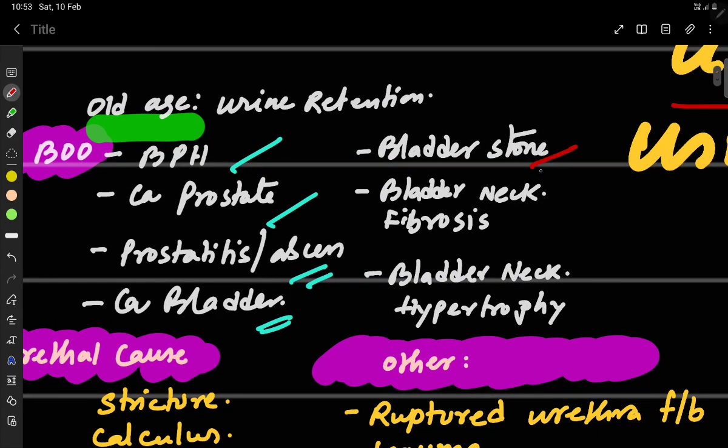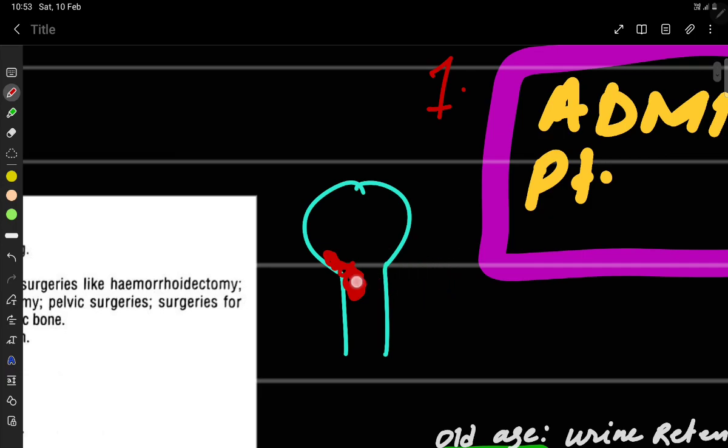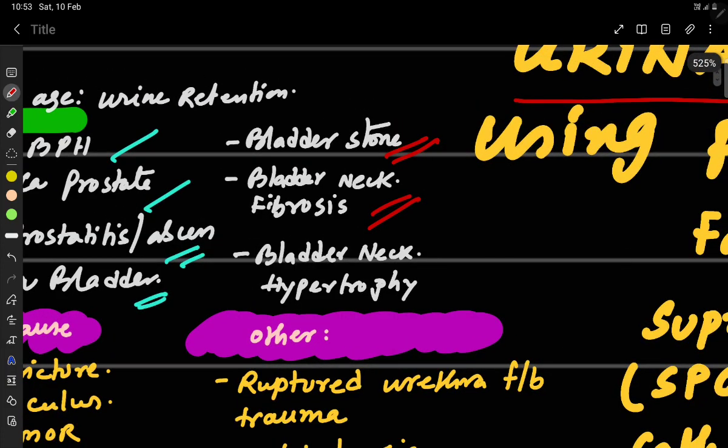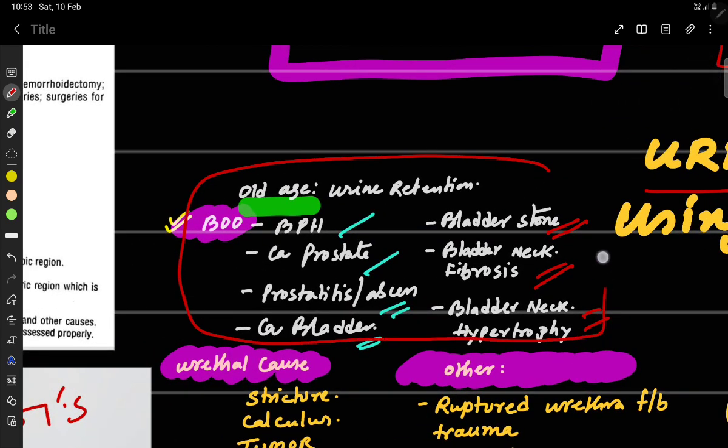Also bladder stone, and bladder neck fibrosis or bladder neck stricture due to any previous surgery. Stricture or narrowing at this region may also cause retention of urine. Next is hypertrophy of the bladder neck. These are all the differential diagnoses of retention of urine at old age. So this is all about bladder outlet obstruction.